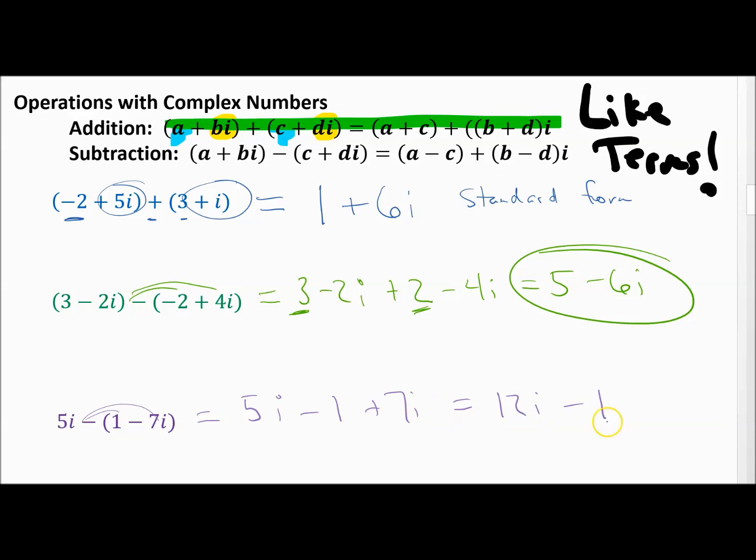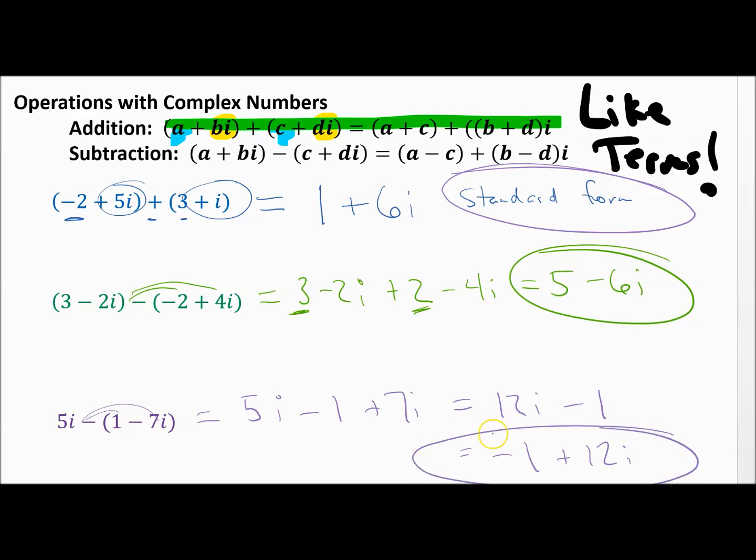But now that shouldn't be how you write your final answer, because that's not in standard form. In standard form, the real part comes first, -1, and the imaginary part, which is 12i, comes next. So what I'm looking for is -1 plus 12i. You write the real part first, which is -1, and the imaginary part second.